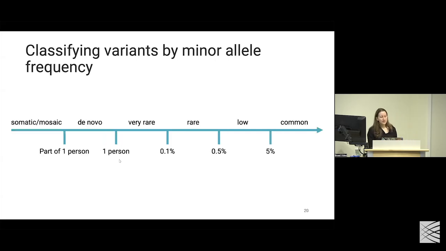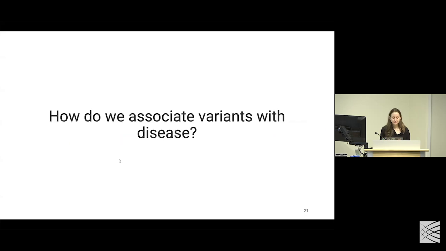Additionally, we can expand this on the left a bit, and people will talk about variants using language such as de novo, if a variant is only part of one person, being in somatic cells as opposed to germline. And these are just a few ways we can begin to describe variants when we're talking about them in literature.